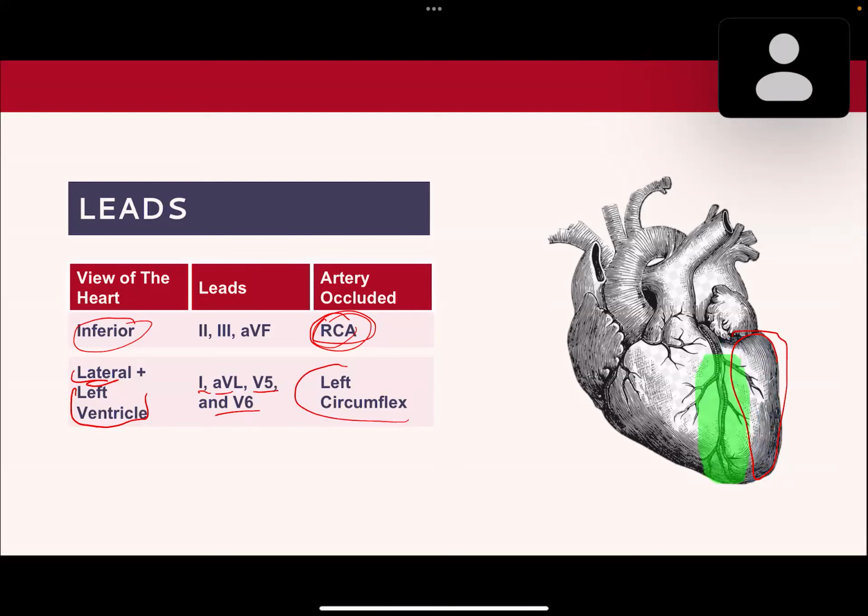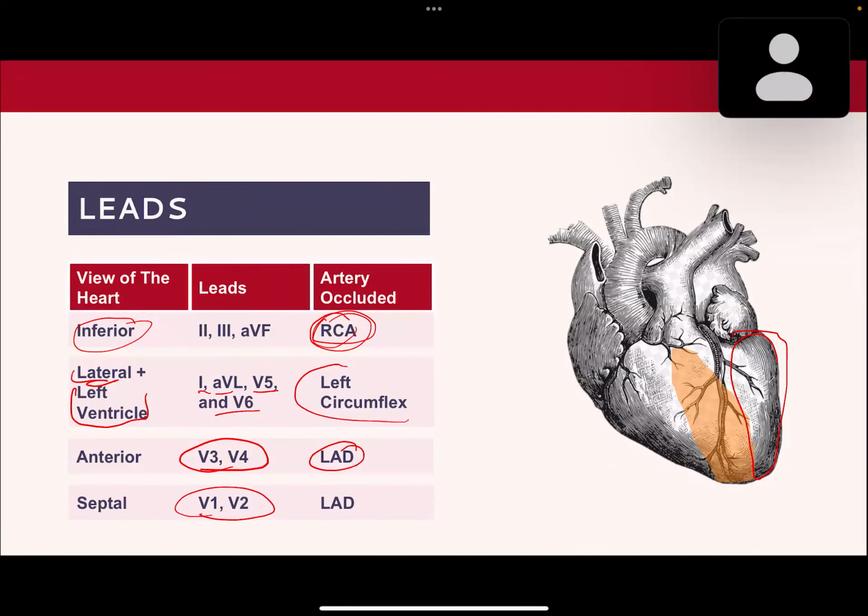Next side of the heart is the septal, the interventricular septum of the heart, or the anterior side of the heart. And that is shown by leads V3 and V4. And the artery that's occluded is the left anterior descending artery. And lastly, the actual septum, that will be covered up with leads V1 and V2.